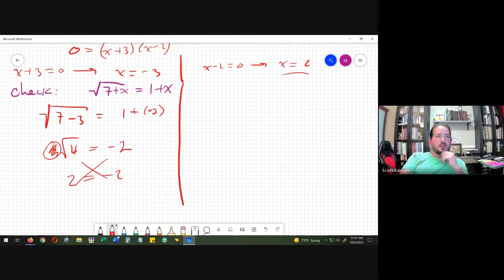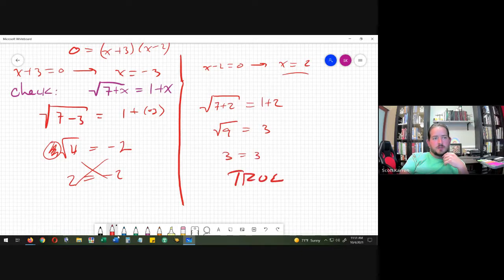If I check 2, this gives me 7 plus 2 equals 1 plus 2. That's root 9. The right-hand side is 3, and that one is true. So then the answer is just that. It's x equals 2. That's the only one.